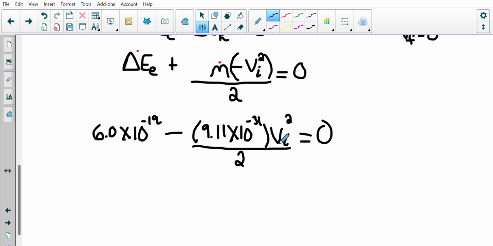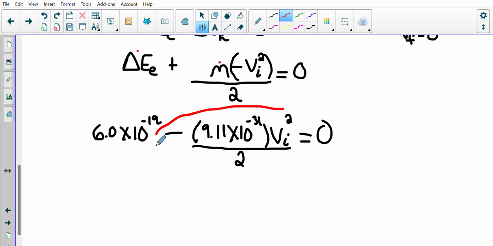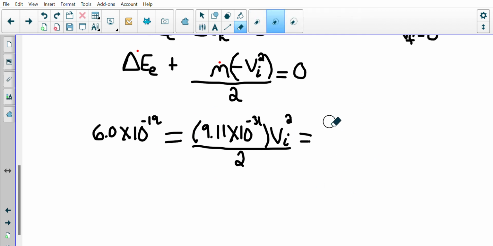All right, so again, I want to simplify things. So I'm going to move this whole term over to the other side of the equal sign. When it changes side, it changes sign, so I don't have to rewrite all that. Now it's going to become positive. And there we go. It's moved sides.